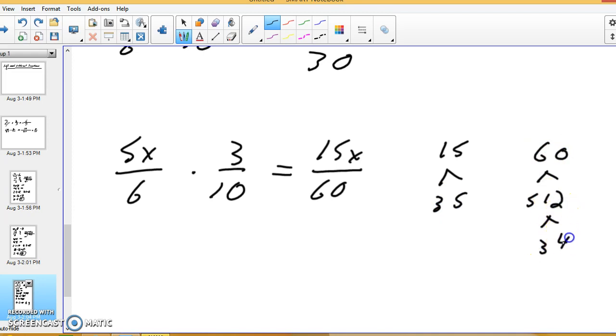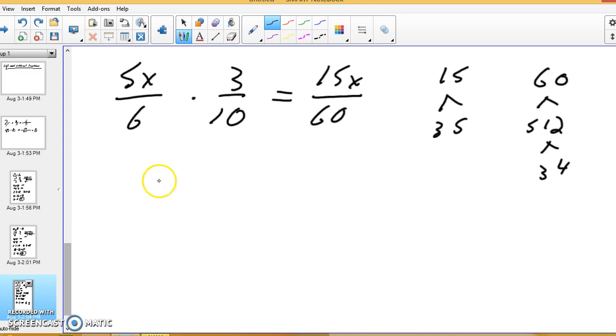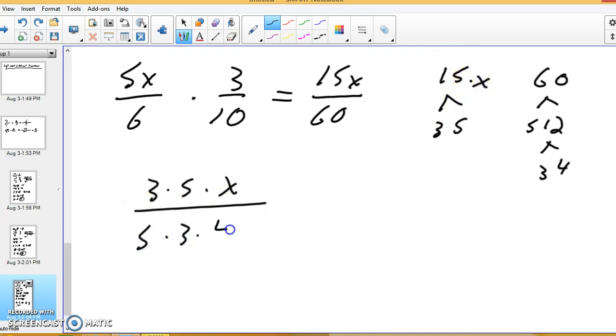12 is 3 and 4. So we have 3 times 5 times x, because that's 15x, all over 5 times 3 times 4. Well, we can cross out these common factors, so that is equal to x over 4, or we can also call it 1/4 x.